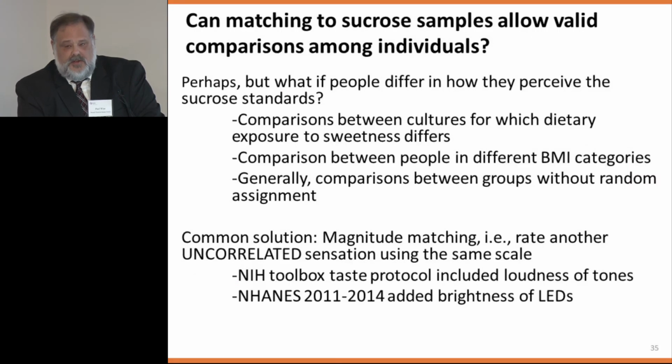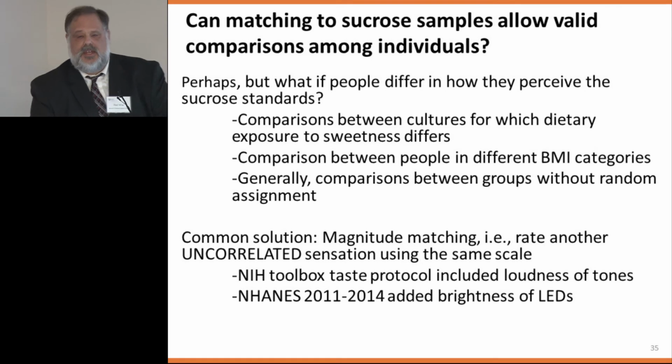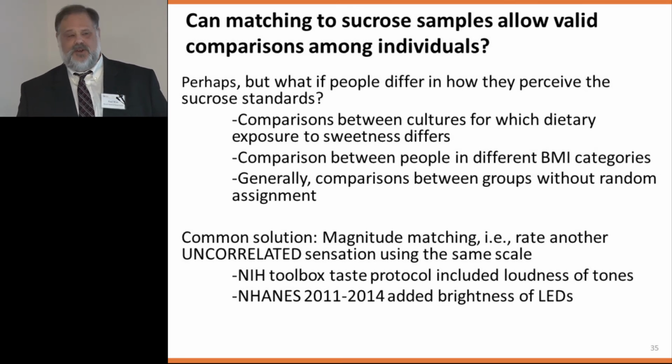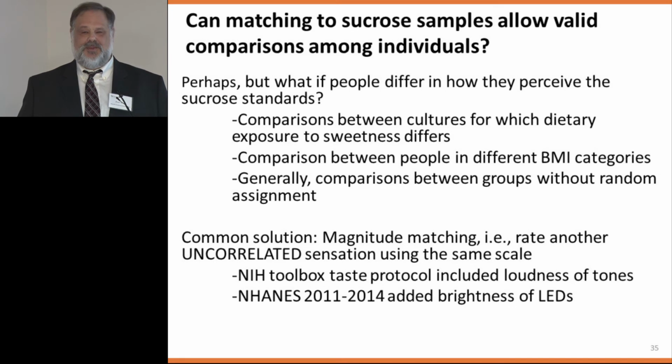Does that let you do individual differences? Maybe, but there's a caution here. What if people differ in how they perceive the standards? And I don't know if that'll be true or not, but it could be. The concern is in cases where you have comparisons between groups without random assignment. So that perhaps if there's, say, a difference in how the diet of two cultures affects sweet taste, that could affect their perception of the standards. So just because they match standards the same way doesn't mean they're perceiving the same thing. And I don't have a perfect answer to that.